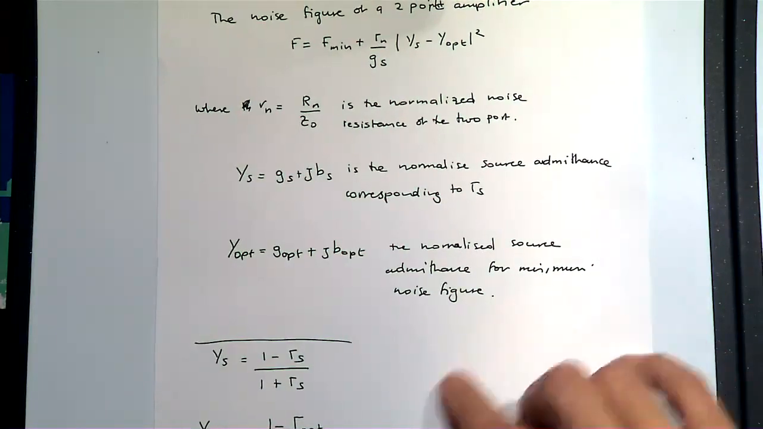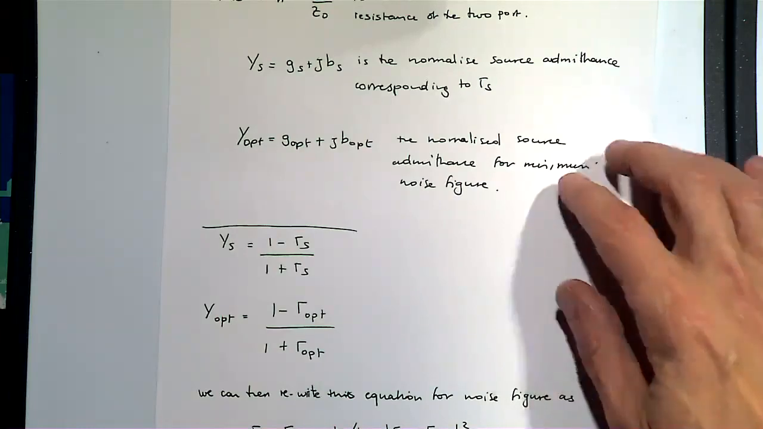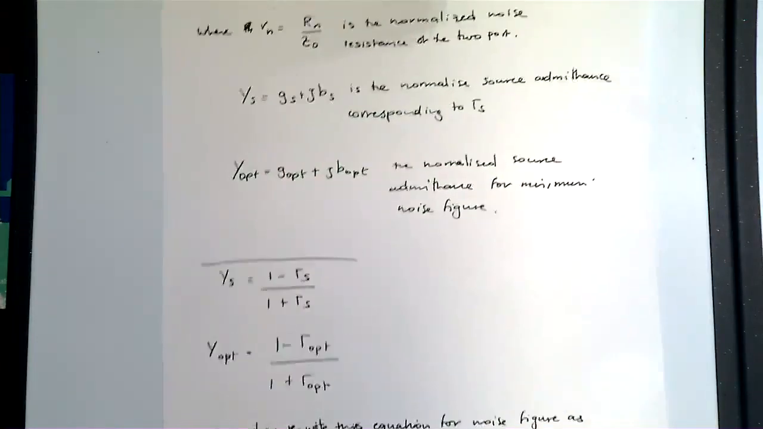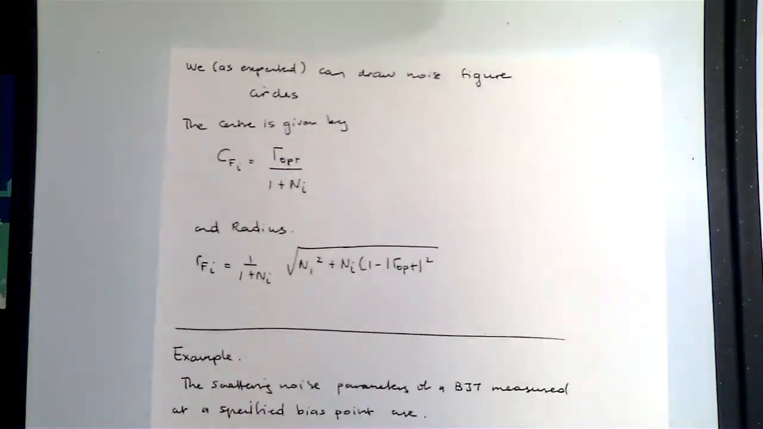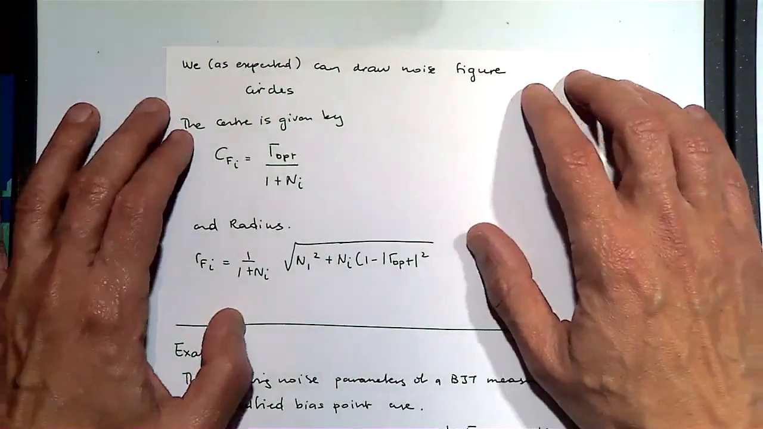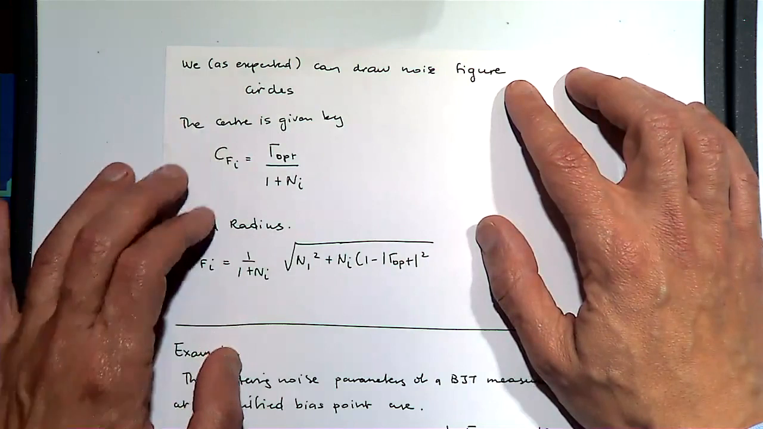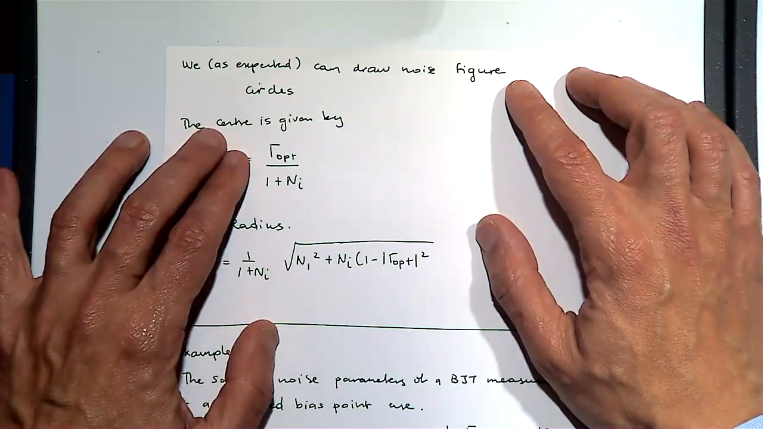Now, if you go through all of this, you can rewrite this equation as the overall noise figure in terms of the source reflection coefficient and the optimal source reflection coefficient, and that gives you the resulting noise figure. Now, as we've done in the past, you're able to show that you can now draw some noise circles, right? What is the minimum?